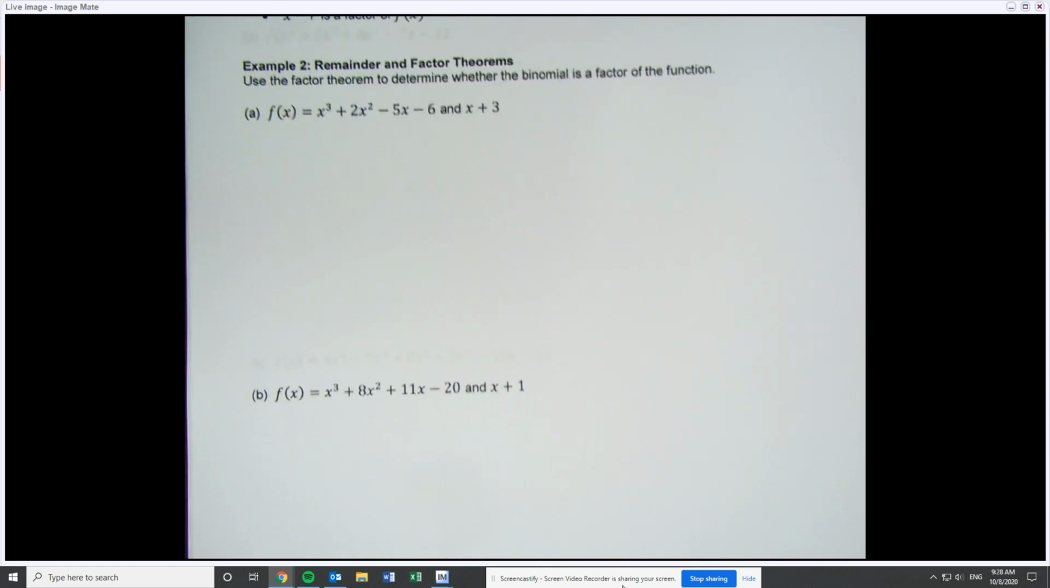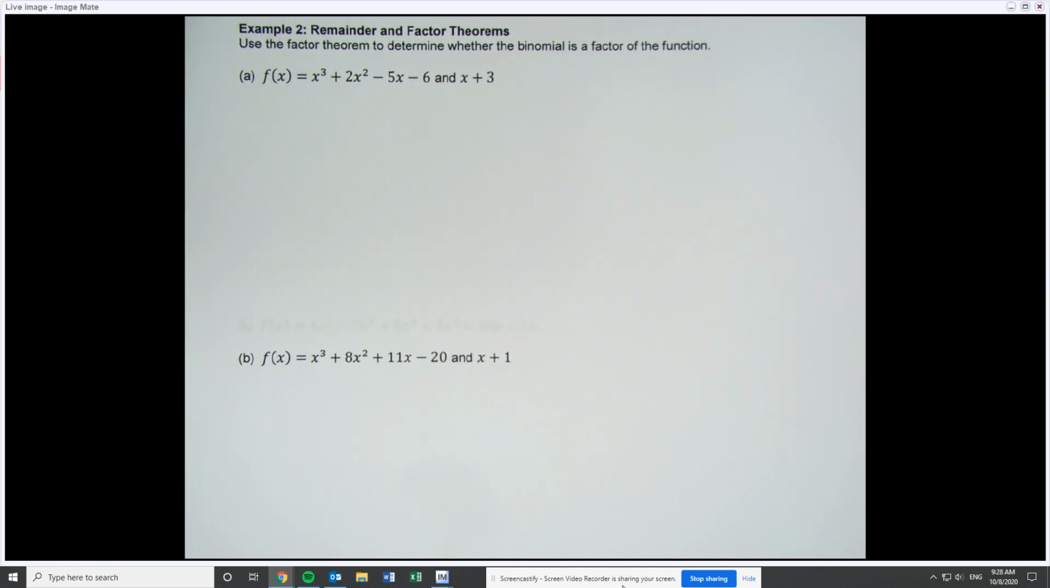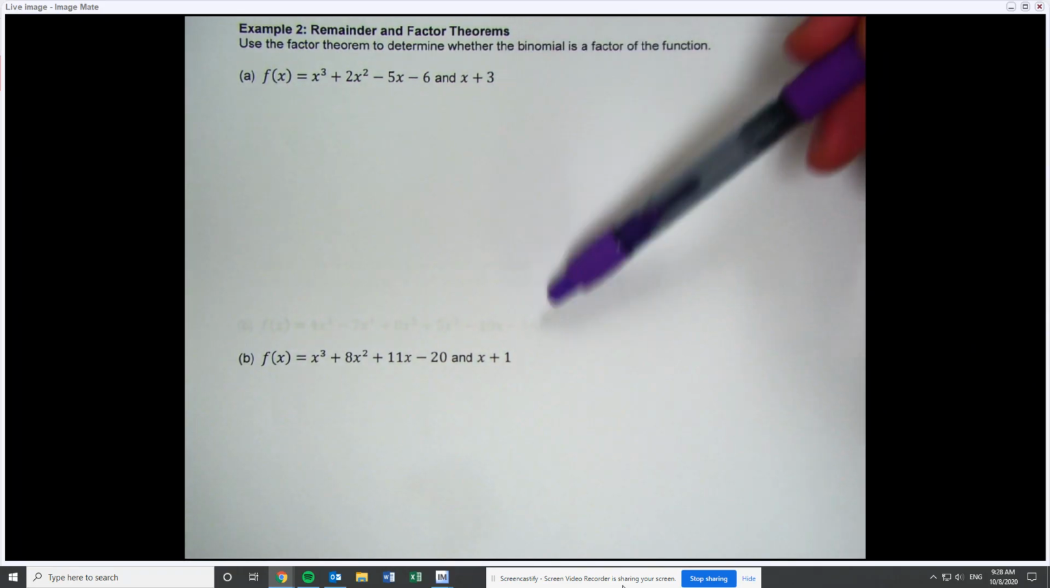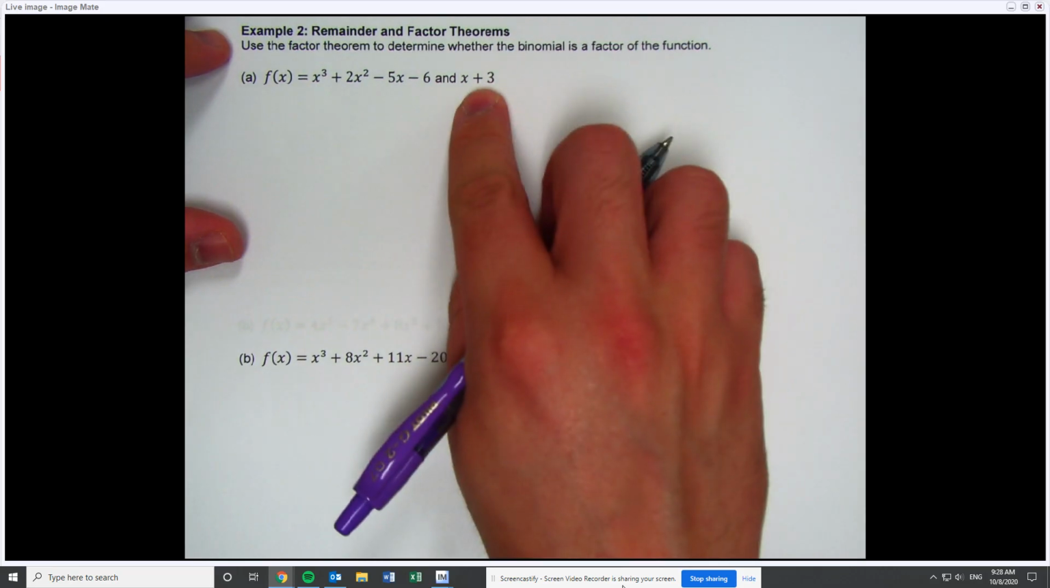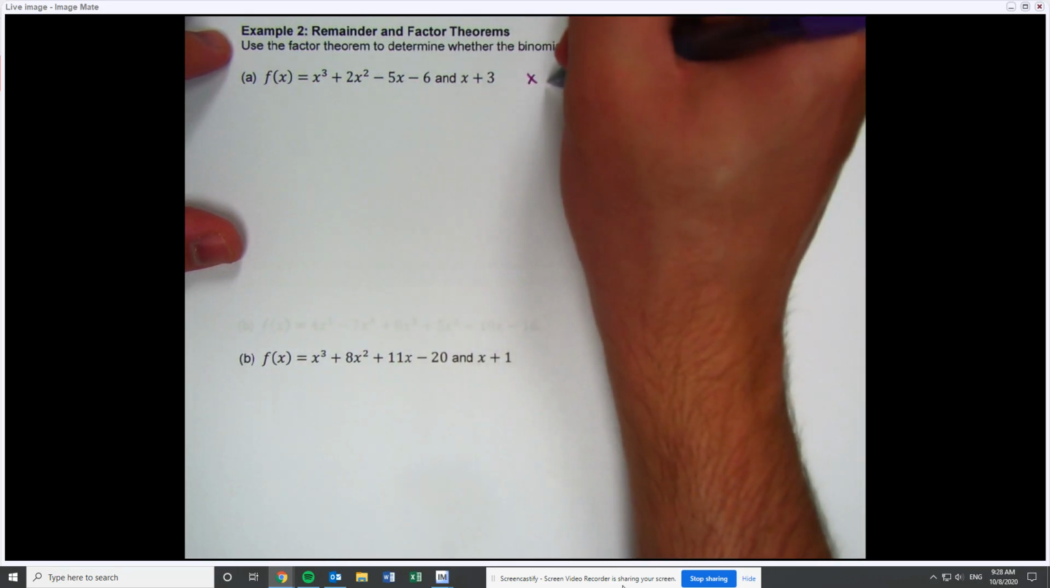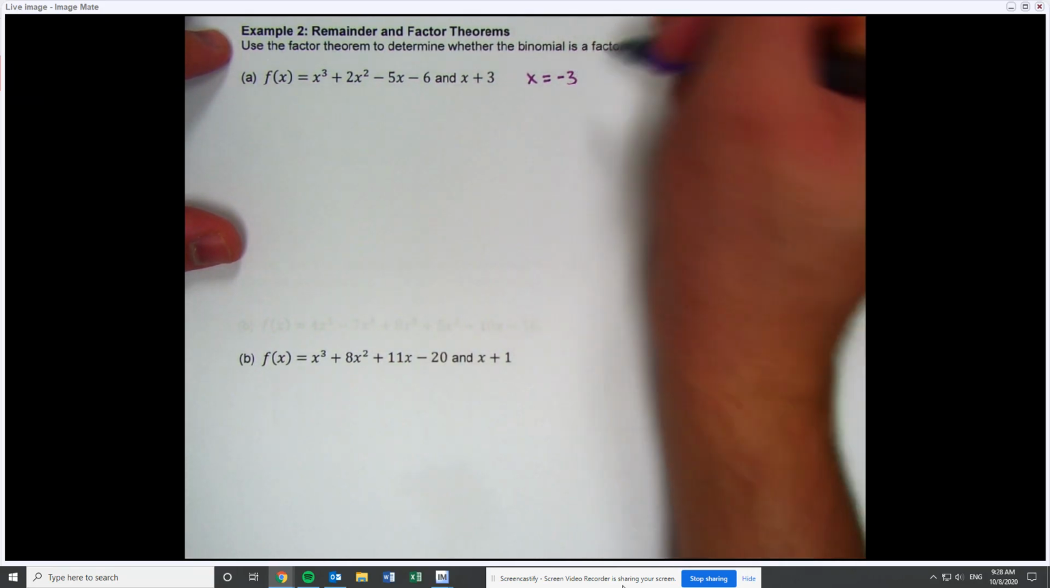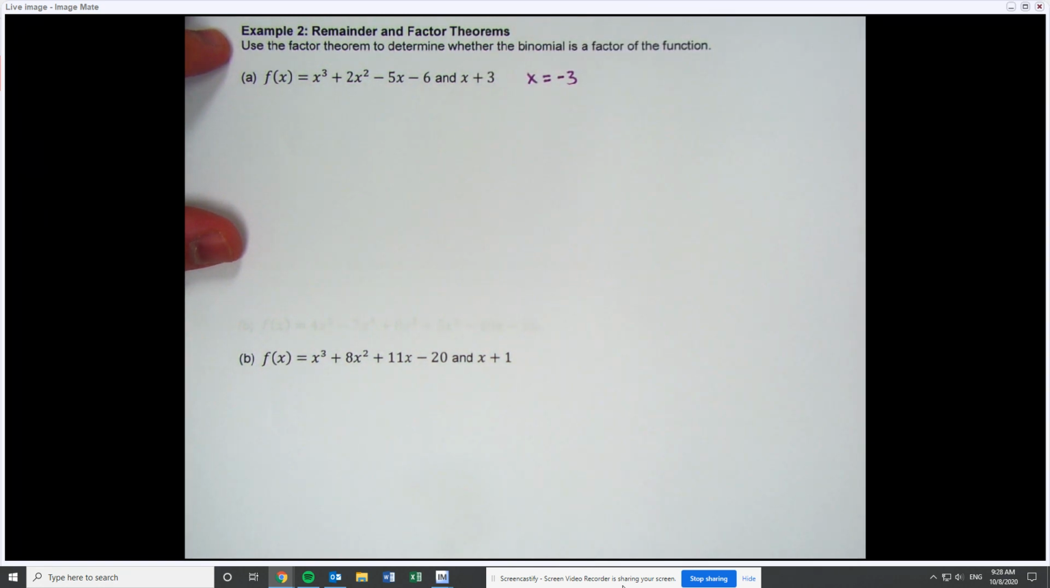All right, so for these two examples right here, what I want to do is just see if the linear term is a factor or not of the polynomial. To see if it's a factor, that means I should get 0 for the remainder when I do synthetic division. That's what's special. Looking at this one right here, I see the number I'm going to divide by is x equals -3. It's always the opposite sign when we solve.